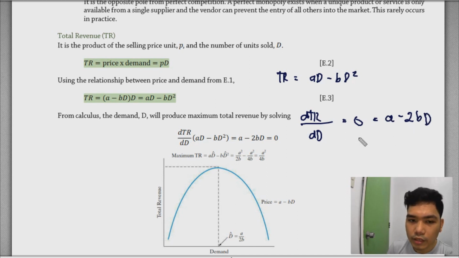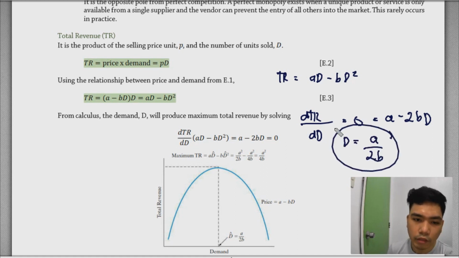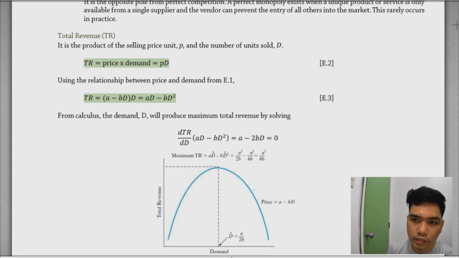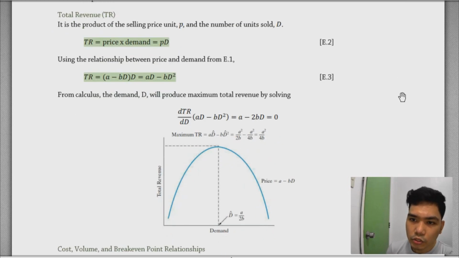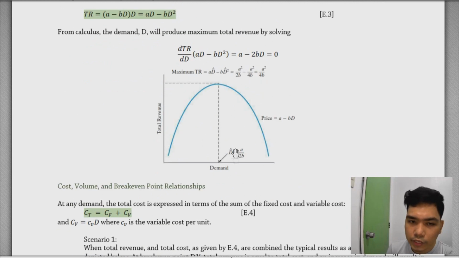With that said, the demand that will maximize your total revenue would be D equal to A over 2B. This is that certain demand. Of course, if you're given A and B, that will be a case-to-case basis in this problem. This is the reason why in a curve like this, the total revenue, the maximum total revenue will exist at a point wherein the demand is A over 2B, as is proven by calculus.